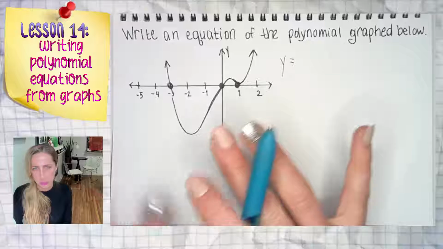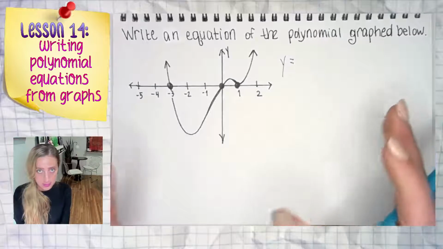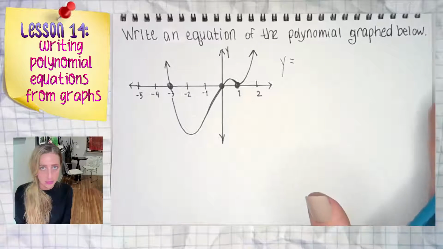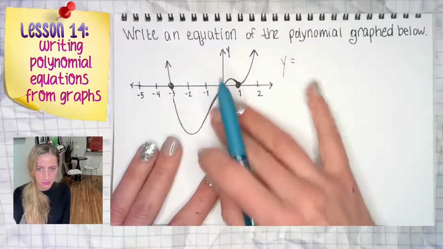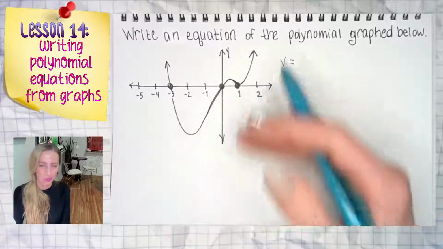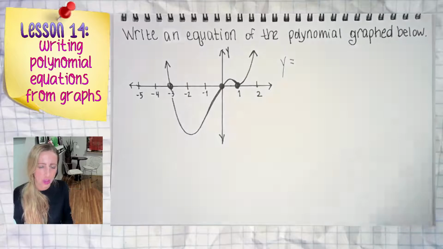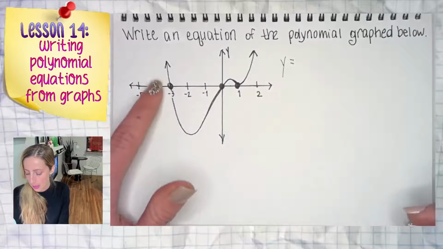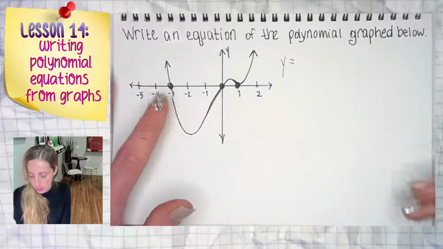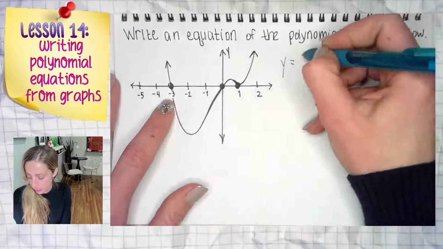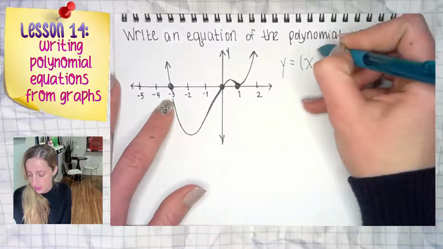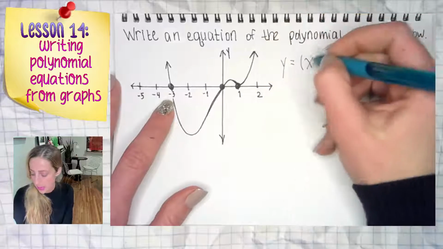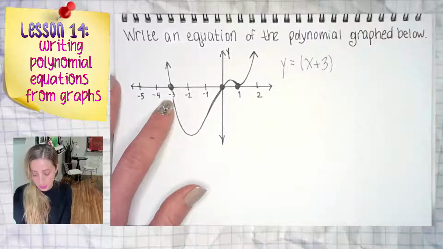Now, my end behavior is up and up. I know when all is said and done, I should have an even degree and a positive leading term. And I don't know my y values here, so for the leading coefficient, we're just going to use a 1. Okay. We're going to go with factored form. If -3 is a 0, what was the factor? X equals -3, add that 3 back, x plus 3.